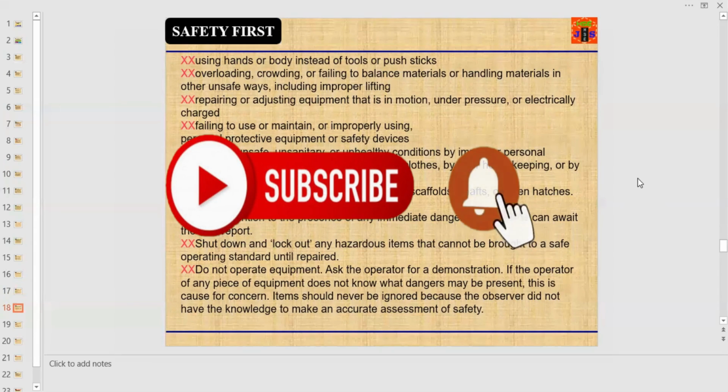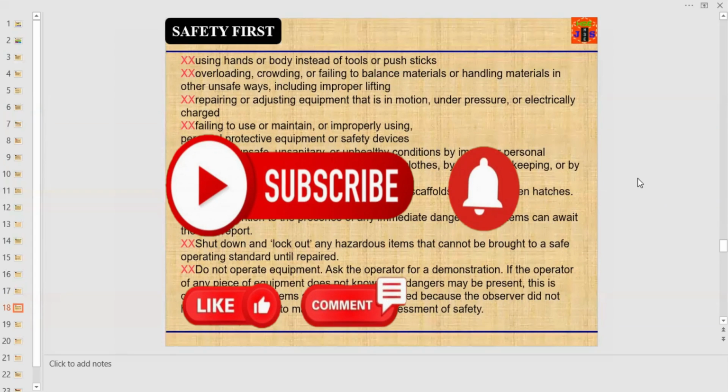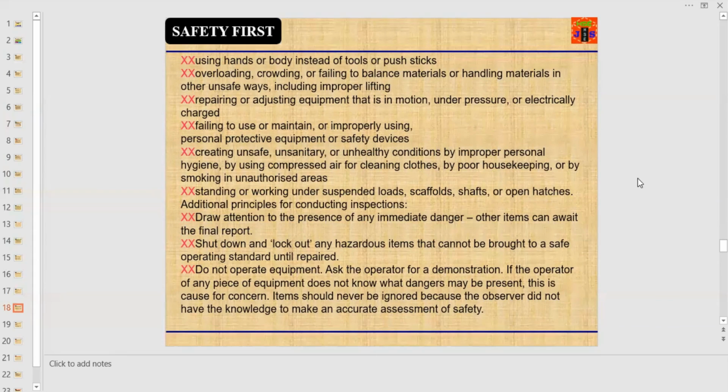Additional principles for conducting inspections are: draw attention to the presence of any immediate danger. Other items can await the final report. Shut down and lock out any hazardous item that cannot be brought to a safe operating standard until repaired. Don't operate equipment. Ask the operator for a demonstration. If the operator of any piece of equipment doesn't know what dangers may be present, this is cause for concern. Items should never be ignored because the observer didn't have the knowledge to make an accurate assessment of safety.